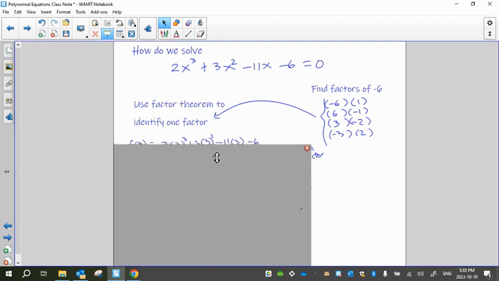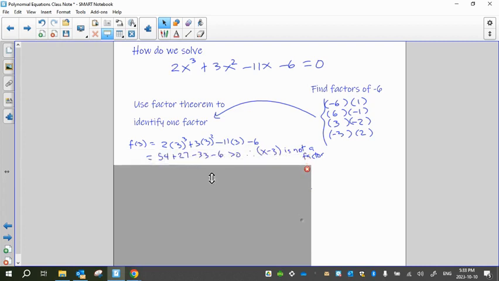So let's see. Let's imagine that we know that 3 is a factor of 6. So what if we evaluate the function 2x cubed plus 3x squared minus 11x minus 6 at 3? When we do that, we have 2 times 3 cubed plus 3 times 3 squared minus 11 times 3 minus 6. And just at a glance, we can begin to see that this value is going to be greater than 0. Actually, I do not need to calculate exactly the value of f of 3.